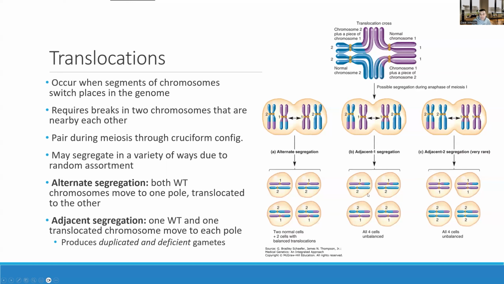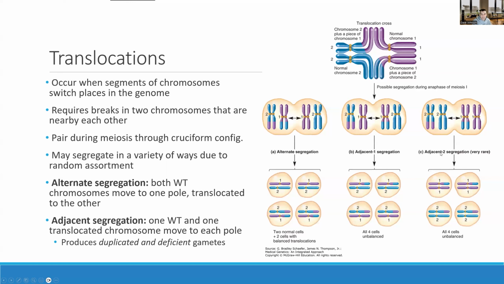Okay? And as a result, all 4 of the resulting gametes are going to be unbalanced. This is not a good situation. These are not likely to be viable because they don't have enough information from one of the chromosomes and too much from the other. This is called adjacent 1 because you still have a chromosome 1 and a chromosome 2, a chromosome 1 and a chromosome 2.